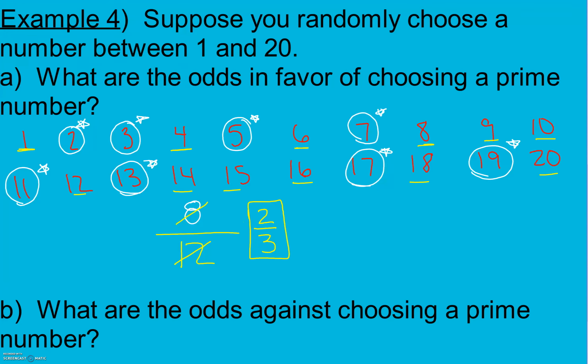The odds against choosing a prime number, well, we said that there were 12 that were not prime and 8 that are prime numbers. So here, again, we can reduce by 4 and get 3 to 2. Here it's not prime to yes prime. Here it's yes prime to no prime. And that's the difference between odds in favor and odds against. And that's all for section 6.7.